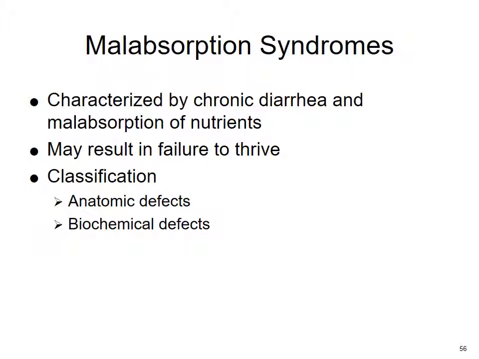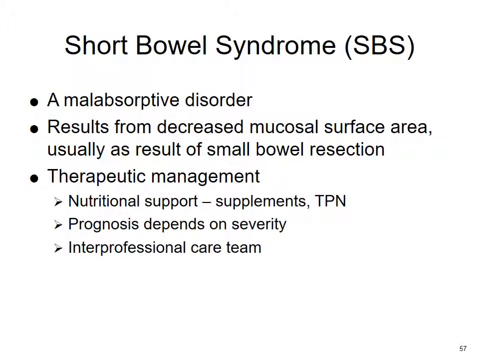Malabsorption syndromes are characterized by chronic diarrhea and malabsorption of nutrients. It may result in failure to thrive, and it's usually classified as being an anatomic defect, so an anatomy problem, or a biochemical defect. Short bowel syndrome is one such malabsorptive disorder that is anatomical, and it results from a decreased mucosal surface area for absorption of nutrients. And this often occurs after a small bowel resection or removal of small bowel.